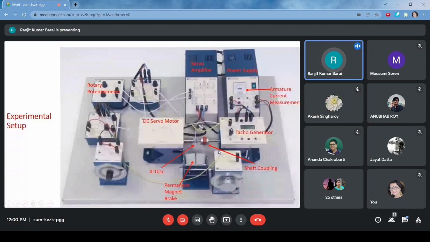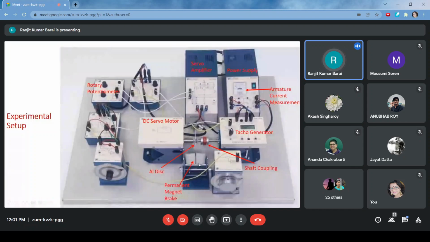So if any misalignment occurs, what will happen? There will be unbalanced force or unbalanced torque generated, and that will damage the bearing. So a flexible shaft coupling is applied that will absorb disturbances. The tacho generator output is used for feedback in speed control. Now here we have an arrangement of applying load, mechanical load.